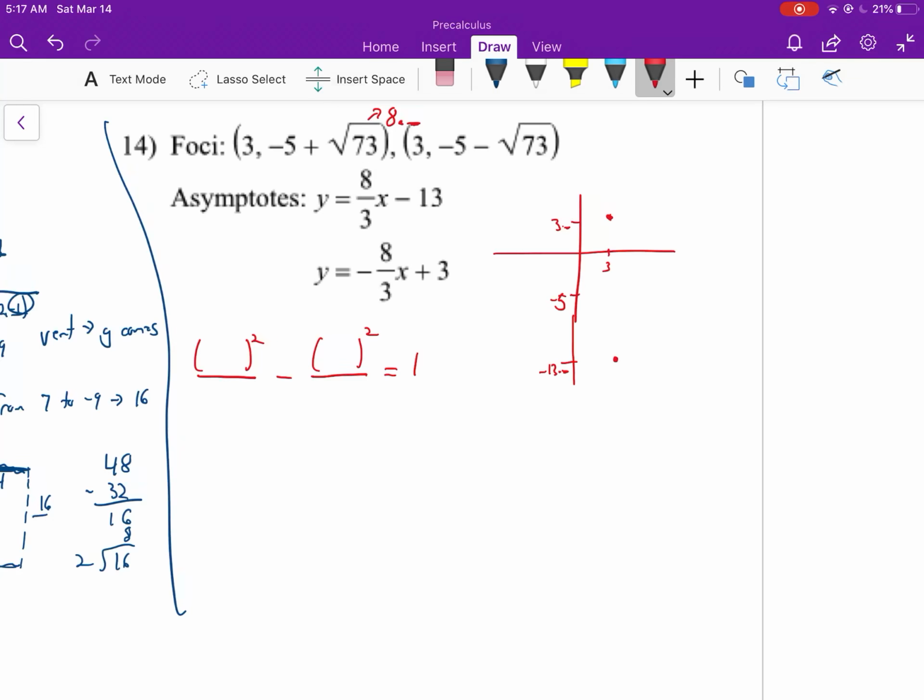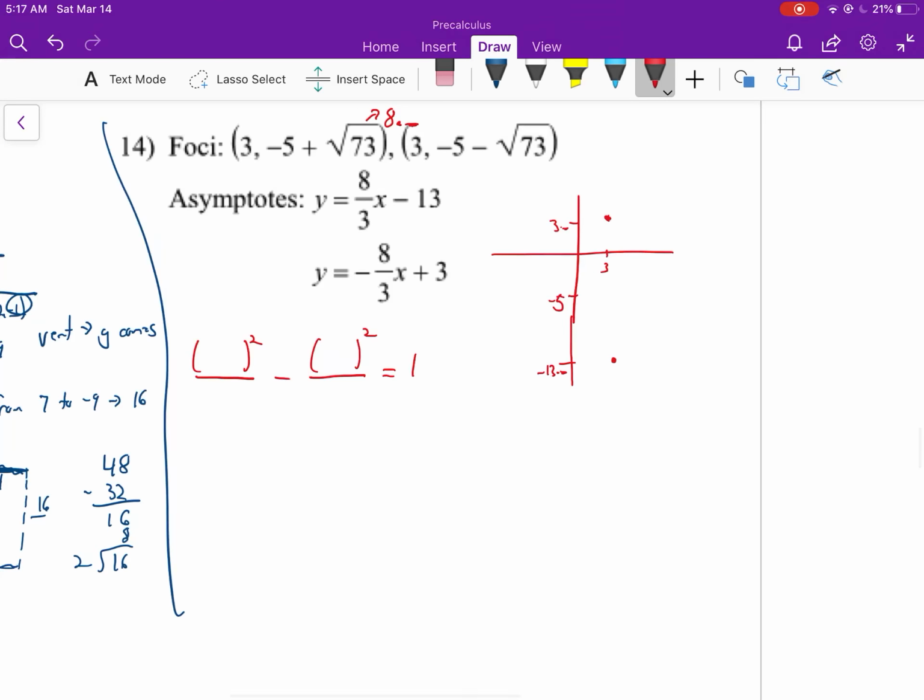Well, looking at that, we see that this is going to be vertical. Once again, we have a vertical facing hyperbola, so y is going to come first, and then x. We can pretty easily find our center because -5 is halfway between those two focus points at 3. So the center is at 3, -5. So the y value goes with y. That's y plus 5 and x minus 3.